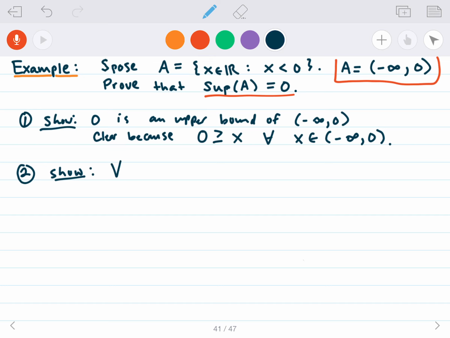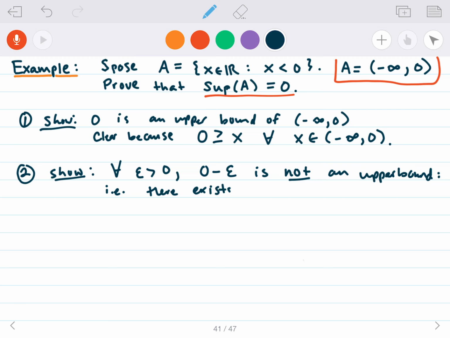is that for all epsilon greater than 0, we want to show that 0 minus epsilon is not an upper bound, i.e., there exists x in our set with x being larger than 0 minus epsilon. Okay?